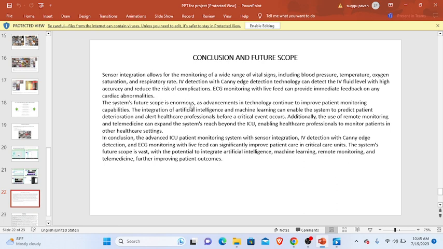The future scope of the system is also enormous, as advancements in technology continue to improve patient monitoring capabilities. Additionally, the use of remote monitoring and telemedicine can expand the system's reach beyond the ICU, enabling healthcare professionals to monitor patients in other healthcare settings. In conclusion, the advanced ICU patient monitoring system with sensor integration and live feed can significantly improve patient care in critical cases. The system's future scope is vast.